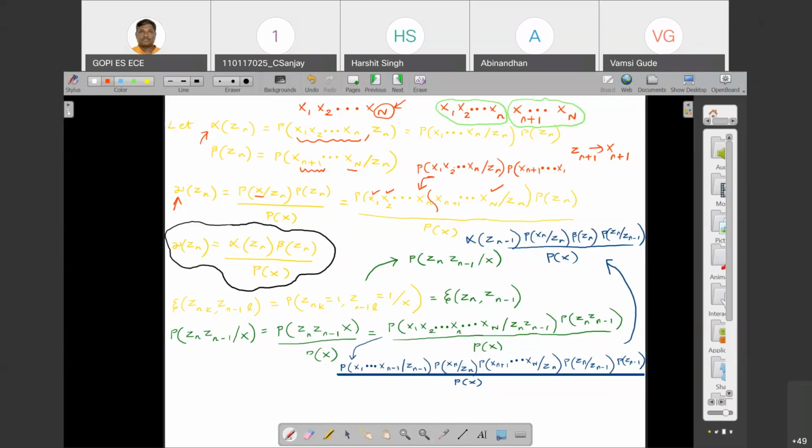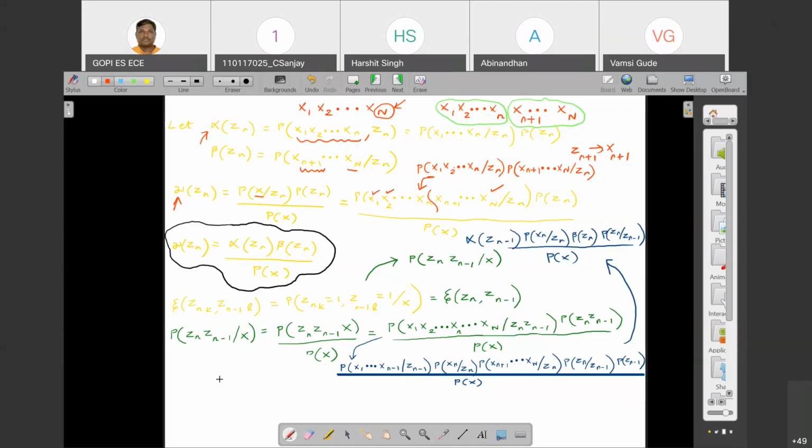The reason is, given Zn, whatever is getting generated, all the way from x1 to xn, has some probability. Given Zn, there is also the probability of xn plus 1 and so on up to xn. These two probabilities are independent as far as this is concerned.